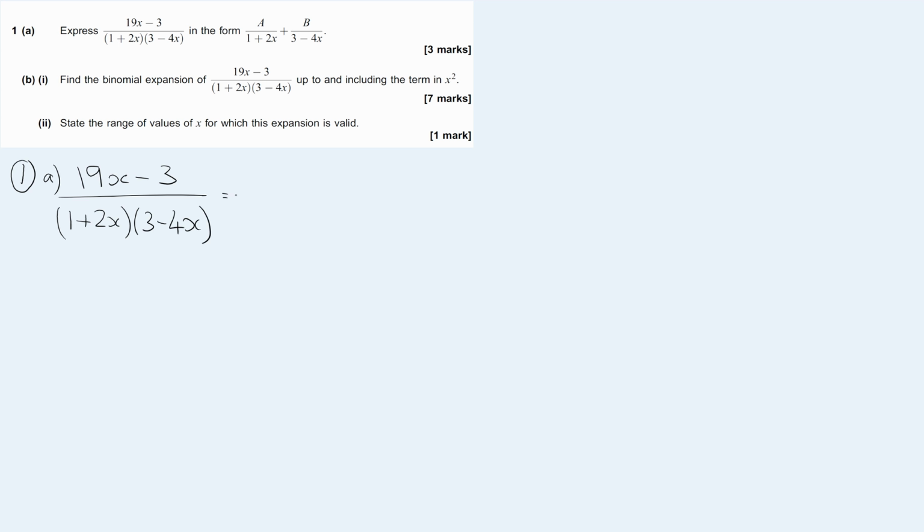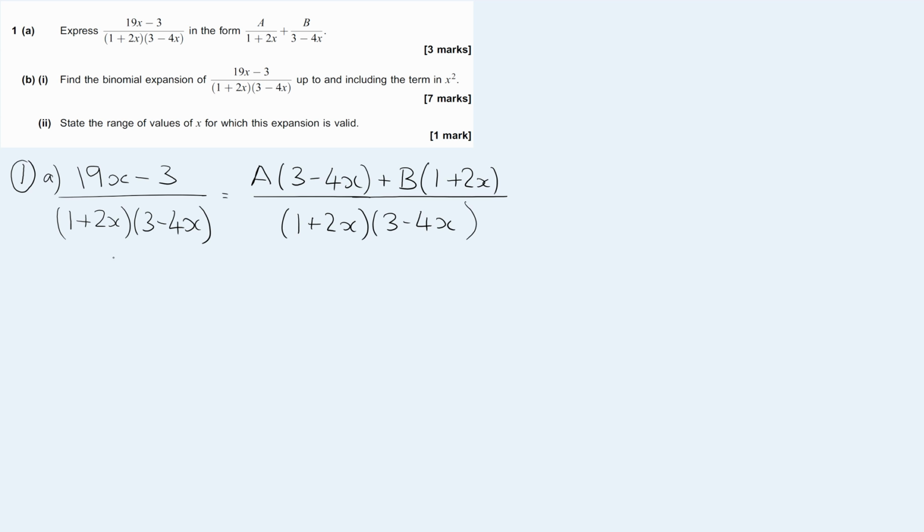That is equal to, unless we can get this as a common denominator, so it's going to be A times the second denominator plus B times the first denominator, and all of that is over the common denominator (1 plus 2x)(3 minus 4x). So we can see that these two fractions both have the same denominator, so we can conclude that the numerators are equal. This is the first stage in any partial fractions problem, to write out this step here.